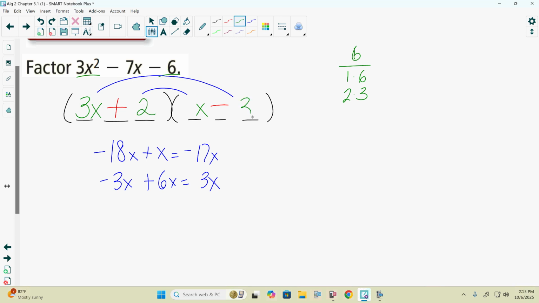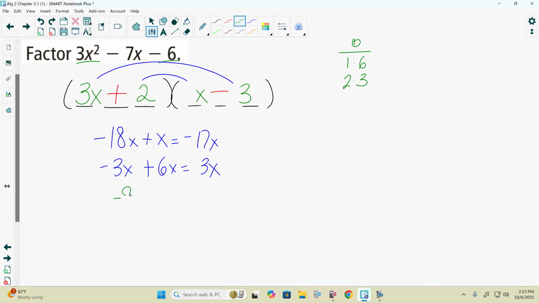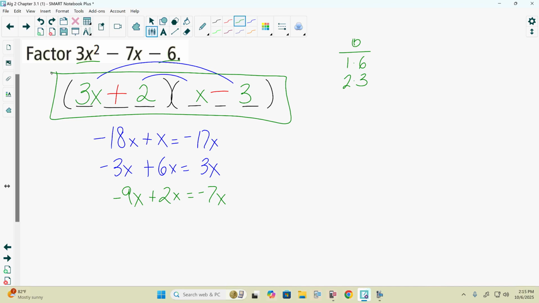2 and 3. 3x times negative 3 is going to be negative 9x. 2 times x is going to be plus 2x. And negative 9x plus 2x, negative 9 plus 2 would be negative 7. Is that the correct middle term? So 3x plus 2 times x minus 3 are the factors.